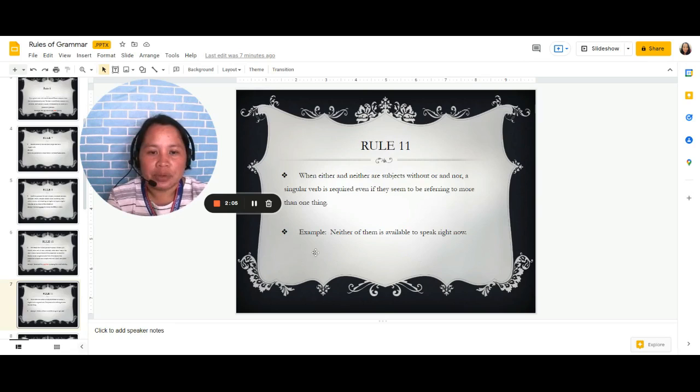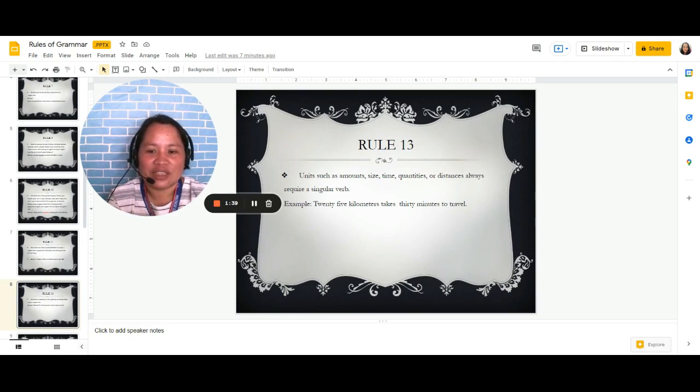Now rule 11, when either and neither are subjects without or and nor, a singular verb is required even if they seem to be referring to more than one thing. So for example, neither of them is available to speak right now. So it's is because it's neither. So just remember that. If you see either and neither, then that's singular.